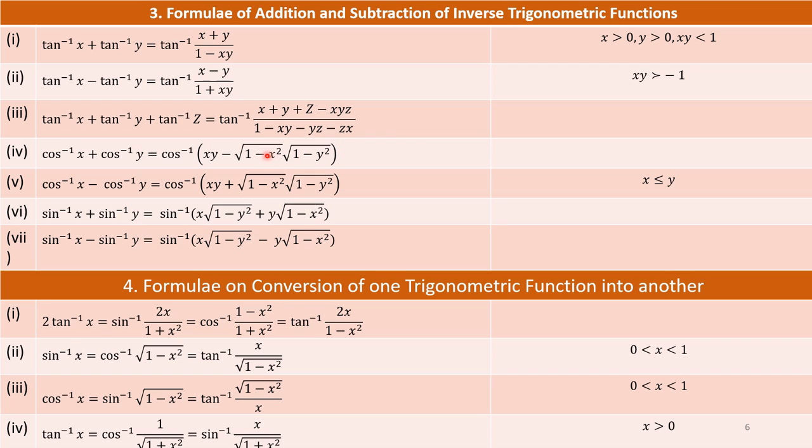Similarly, the relations for cos inverse x and cos inverse y have also been given. Please note down, practice and try to remember them. The corresponding boundaries are also given in the last column, that is the third column, where x is greater than 0, y is greater than 0 and xy is less than 1, for the relation tan inverse x plus tan inverse y is equal to tan inverse of (x plus y) divided by (1 minus xy).